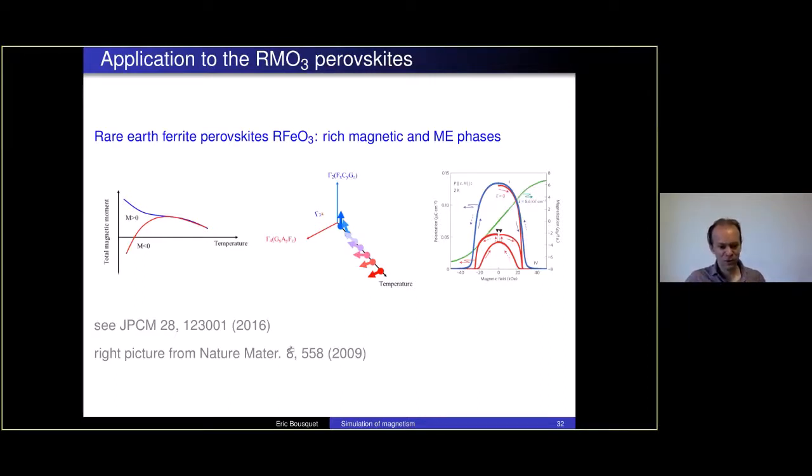And then let me show you a more complex example, from my PhD student who is working here on the rare earth ferrites. And you see, these rare earth ferrites are known to be magnetoelectric, and they are amongst the largest magnetoelectric responses that have been recorded. And these rare earth ferrites and chromites actually have a very, very rich magnetic and magnetoelectric phase diagram, because they can exhibit magnetization reversal.